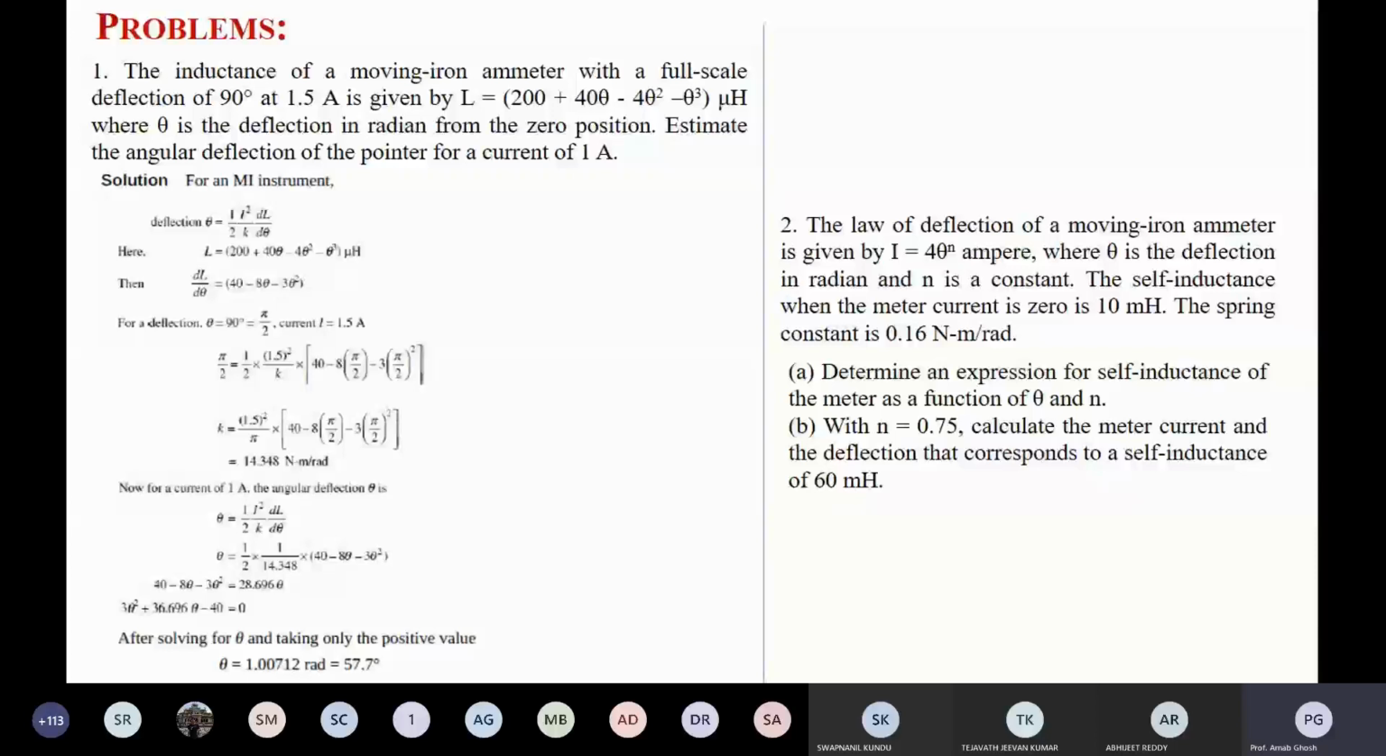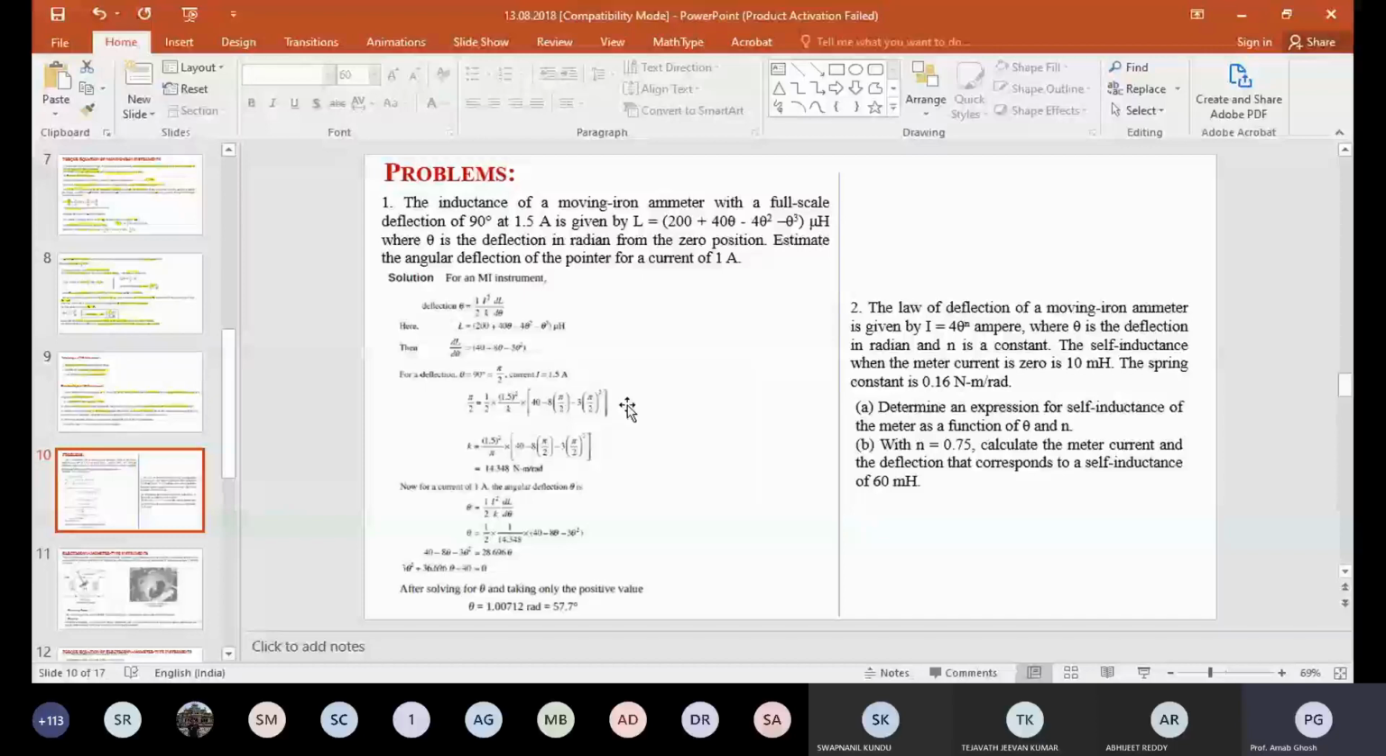So today I have finished the MI type instrument. In my next class I will discuss the next instrument, that is electrodynamometer type instruments.